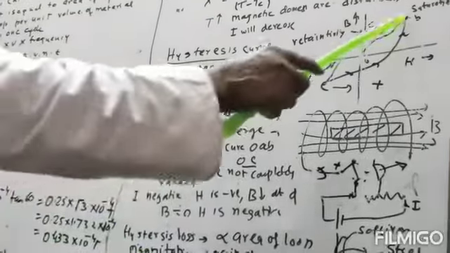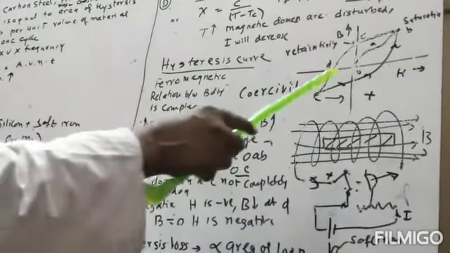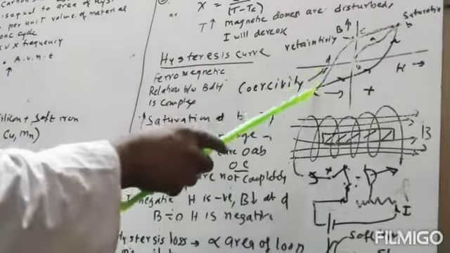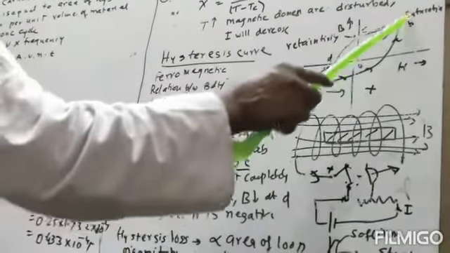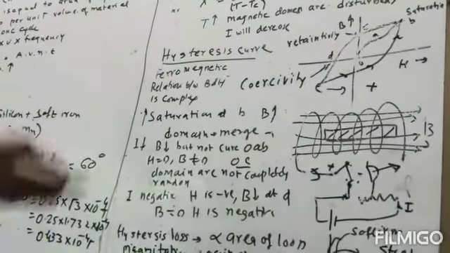So in one cycle, now if we go for a larger cycle, then again what will be there? It is magnetized, demagnetized, magnetized, demagnetized.